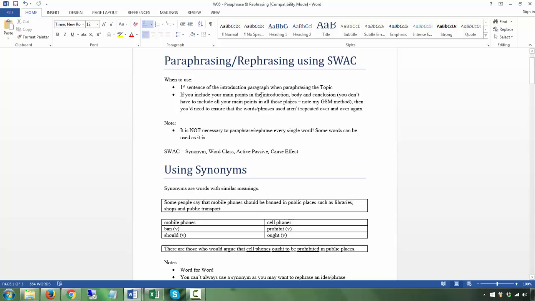Okay, I don't recommend that you write your main points in all three places, because that will take a lot of paraphrasing, a lot of rephrasing of your points, and it is not something that you want to do. Sometimes it will be a challenge for students to paraphrase and to rephrase their points, right? Now, one thing you need to note is that it's not necessary to paraphrase or rephrase every single word. Some words can be used as they are. Some words you can't change, and if you try to find a way to change it, it may just not be right. So don't think that it is necessary for every single word to change, right?